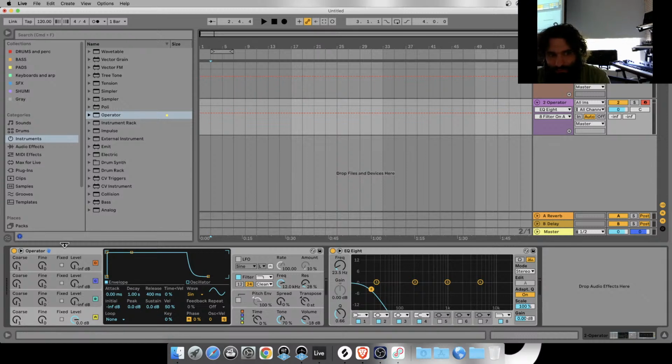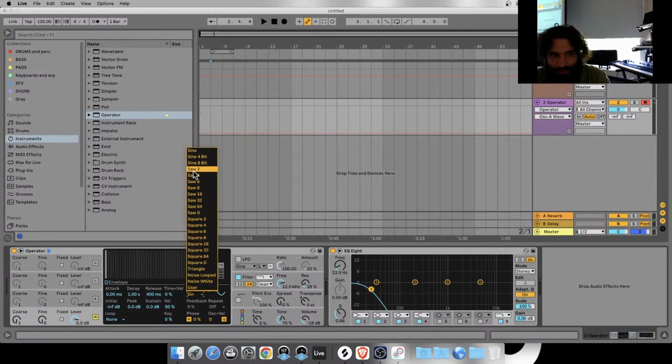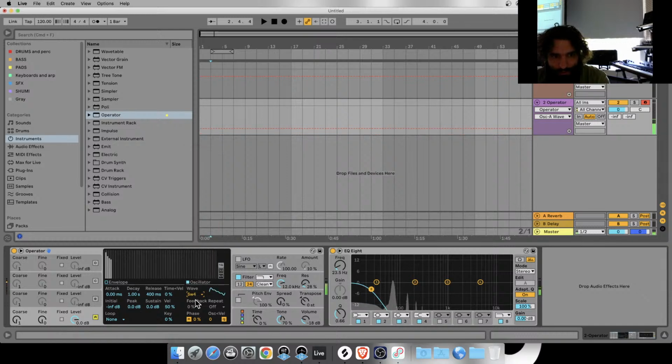Oscillator 1, 2, 3, 4. This is an on and off button for the oscillator. And then I can switch on oscillator 1. And then I can choose the waveform that it has, right? So this was a sine wave, so let's change it to a sawtooth. And then I can also work around.